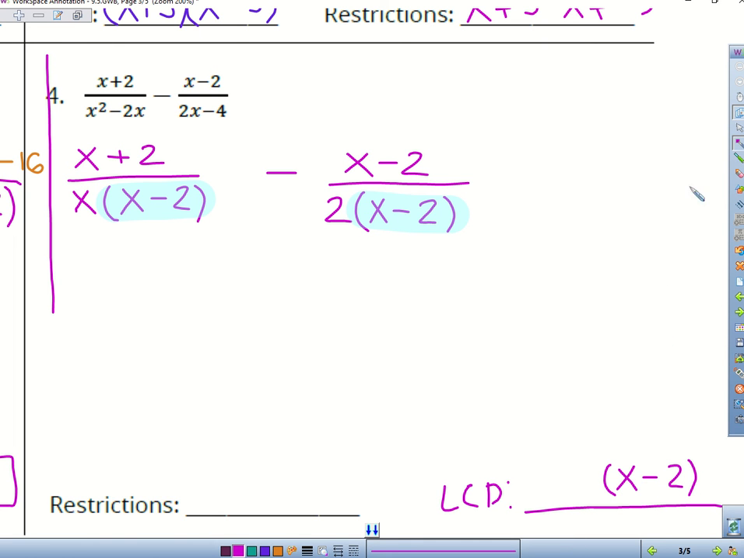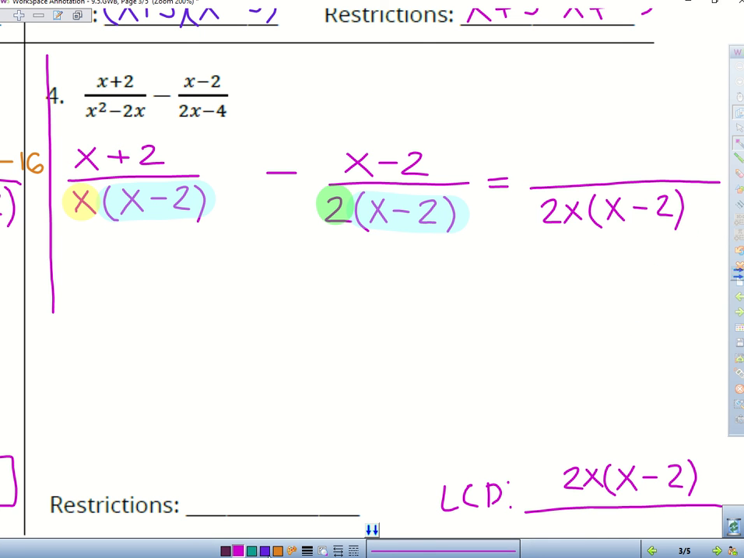Now we look at what they do not have in common, which is what? X and 2. So x times 2 is just 2x. So 2x times x minus 2 will be our LCD. So that's going to be the denominator that is the common denominator.